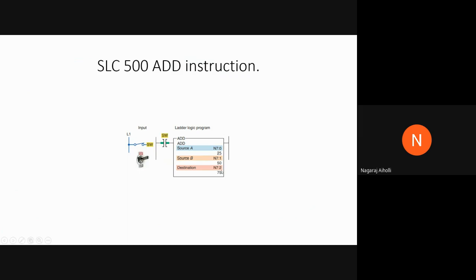So in that particular file number 7 and word number 2, that particular memory location, the answer 75 is stored. This is stored when this instruction is activated, when the switch is closed. When the switch is closed, the examine if closed instruction SW is activated, and because of this, the SLC 500 ADD instruction will be activated.